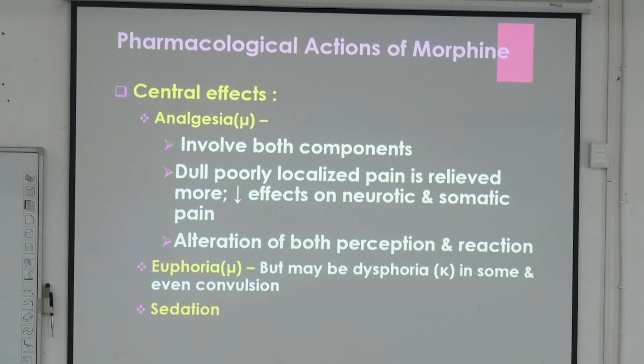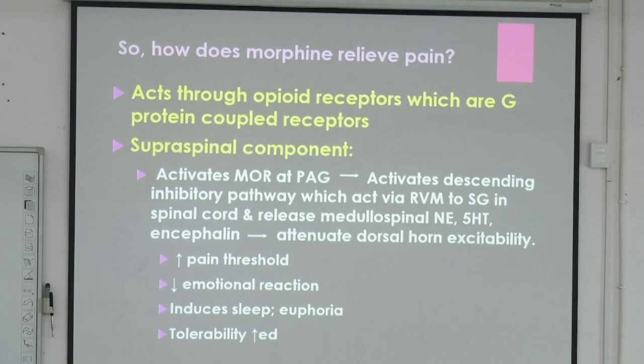Now, what is the mechanism of the analgesic effect of morphine? It acts on opioid receptors, which are G protein coupled receptors. It has a supraspinal component, a spinal component, and some peripheral actions too. These are Gi, inhibitory G protein coupled receptors, not Gs. So it activates mainly mu opioid receptors at the periaqueductal gray matter in the midbrain. It activates the descending inhibitory pathway, which acts via the rostroventral medulla to the substantia gelatinosa in the spinal cord and releases norepinephrine and 5-HT serotonin that will inhibit the ascending pathway.